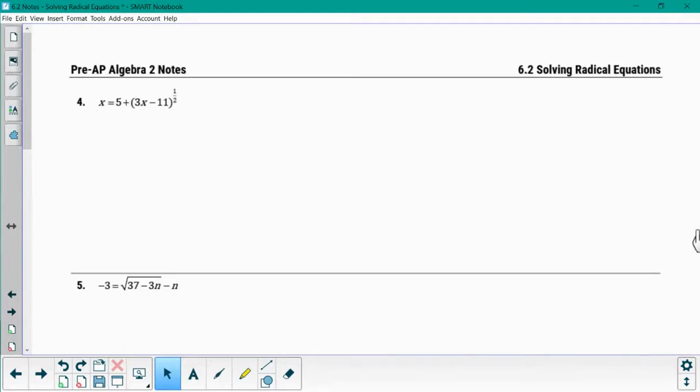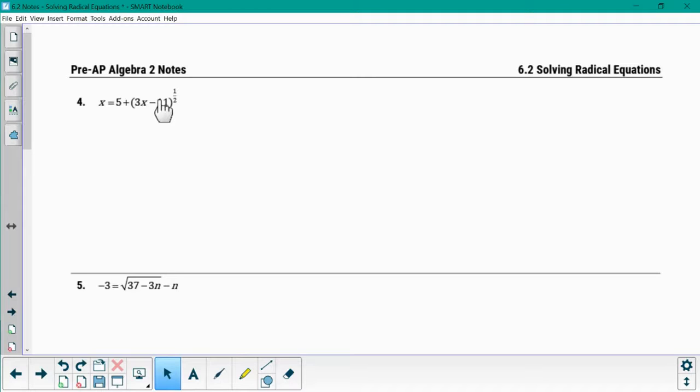Now, number 4 starts off a little bit differently. I have an exponent of 1/2. Now remember, anytime I have a fractional exponent, the denominator is going to be my root, my index, and the numerator is the exponent. So anytime I see a fractional exponent of 1/2, it's automatically a square root.